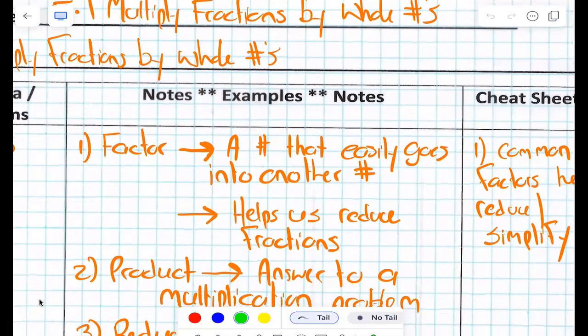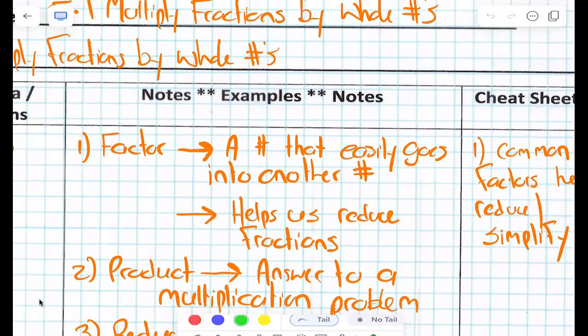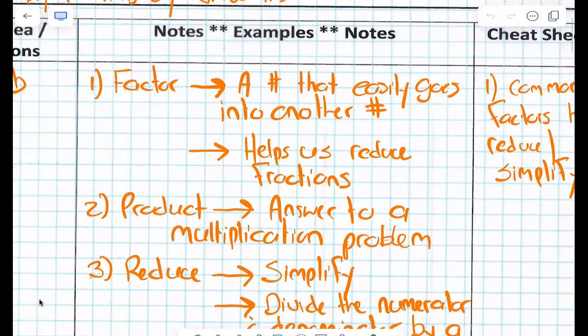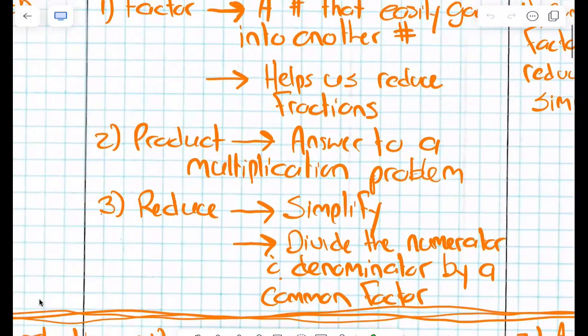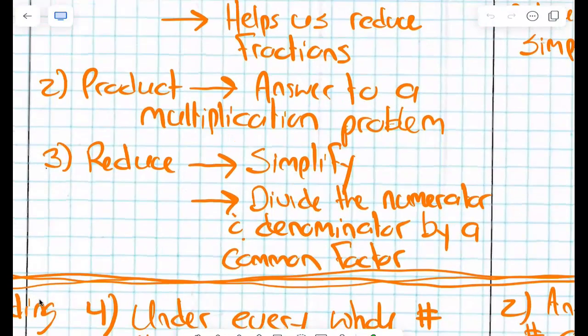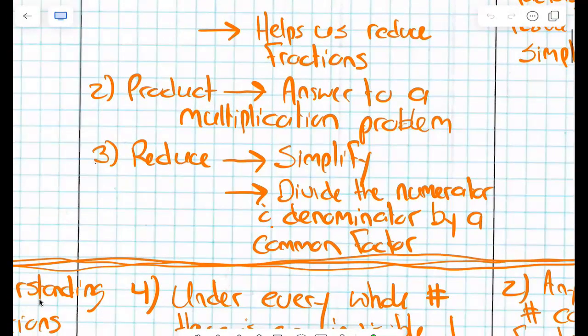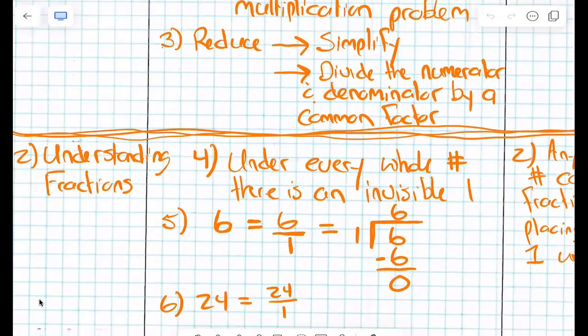Factors help us to do what to fractions? Helps us to reduce fractions. Excellent. Product is an answer to what kind of problem? Reduce means simply to simplify. And when we reduce, we divide the numerator and denominator by a factor. Factors help us to reduce, and common factors help us to reduce the numerator and denominator of a fraction. Awesome.